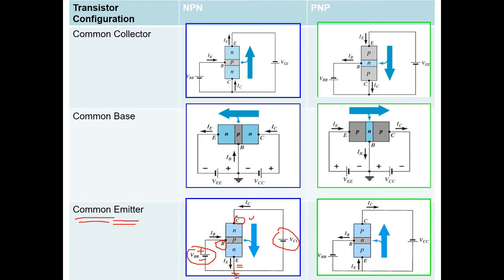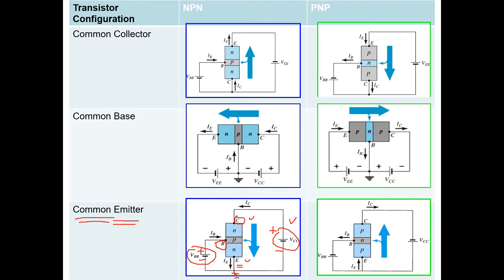Since your emitter is N-type, if you remember I told you in the previous slide that you look at your emitter part. If your emitter is N-type, you connect it to the negative source, right? So your collector will be connected to the positive source. Okay, so you will have this kind of configuration.